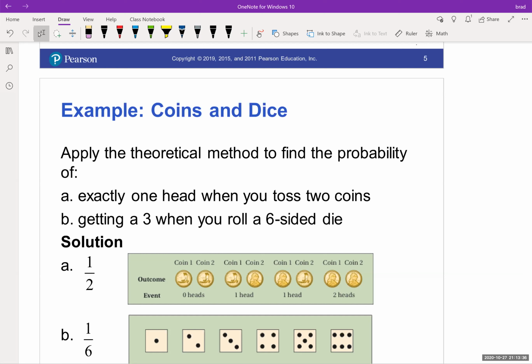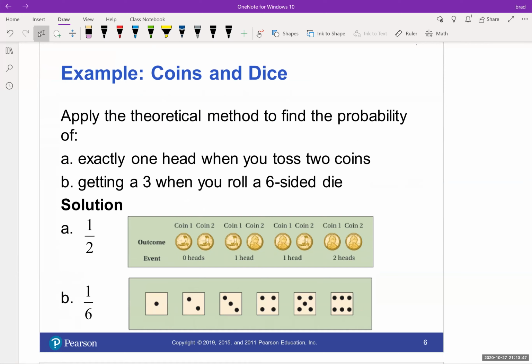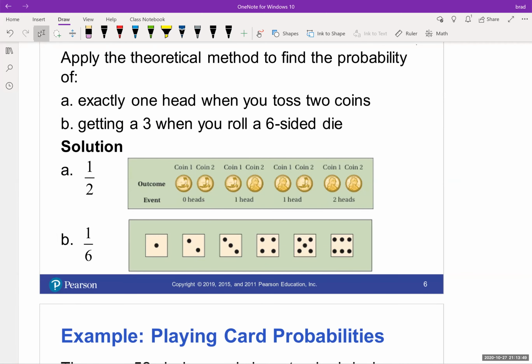So it says apply a theoretical method to find the probability of exactly one head when you toss two coins. Okay, so we're going to keep it right here. I normally delete the solutions, but I really like their pictures that they had, so I didn't want to get rid of them. If you notice right here, what they're doing is they're giving us all the outcomes, right? And the event is 0 heads, 1 head, 1 head, or 2 heads. So we're concerned with exactly one head being flipped on your coin, okay?